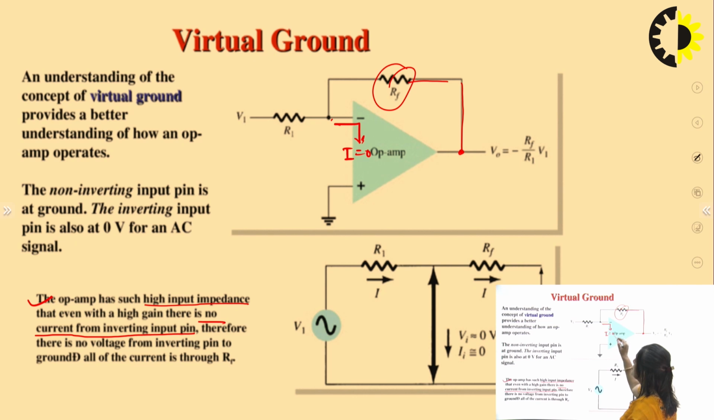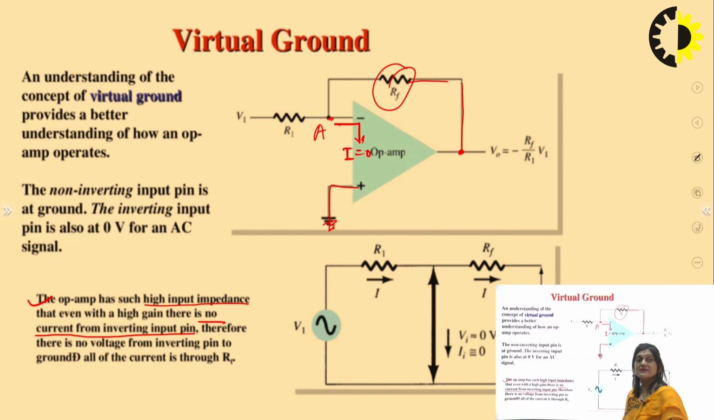So what is this virtual ground? Virtual ground means a node in a circuit which is at ground potential, but is not actually connected to the ground. Like this point A in this circuit is virtually at ground, but it is not actually connected to the ground. This other point we can see is connected to the ground, and due to this, the potential at this point will also be 0. So point A is called the virtual ground in this case.